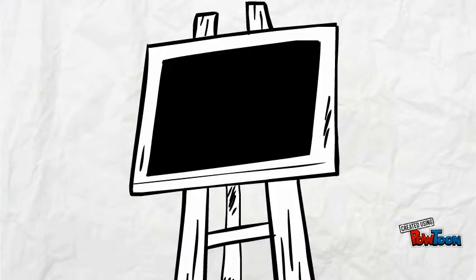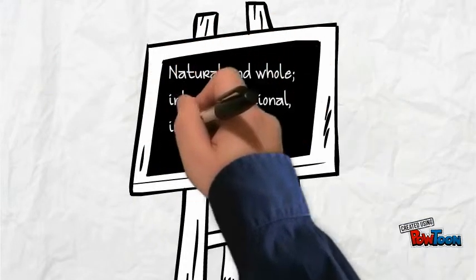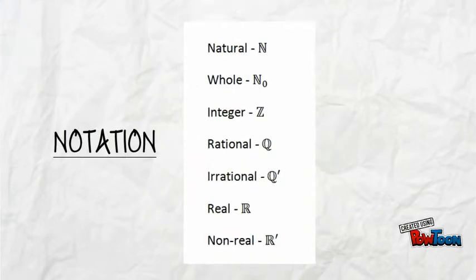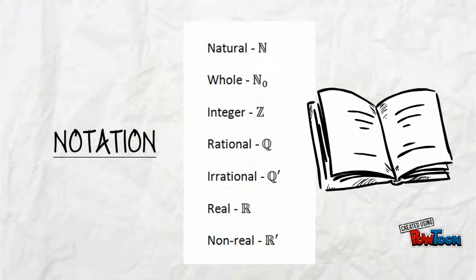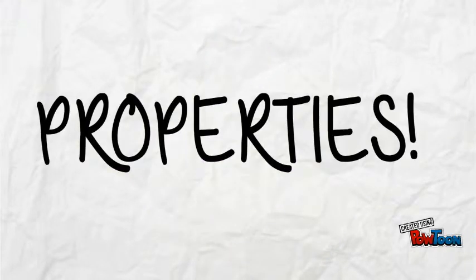The number system is divided into the following categories of numbers: natural and whole numbers, integers, and rational, irrational, real, and non-real numbers. Firstly, here's the correct mathematical notation used for the number system. I suggest you pause the video if you need to take down notes. Good. Next, the properties of each type of number are pretty simple to understand.